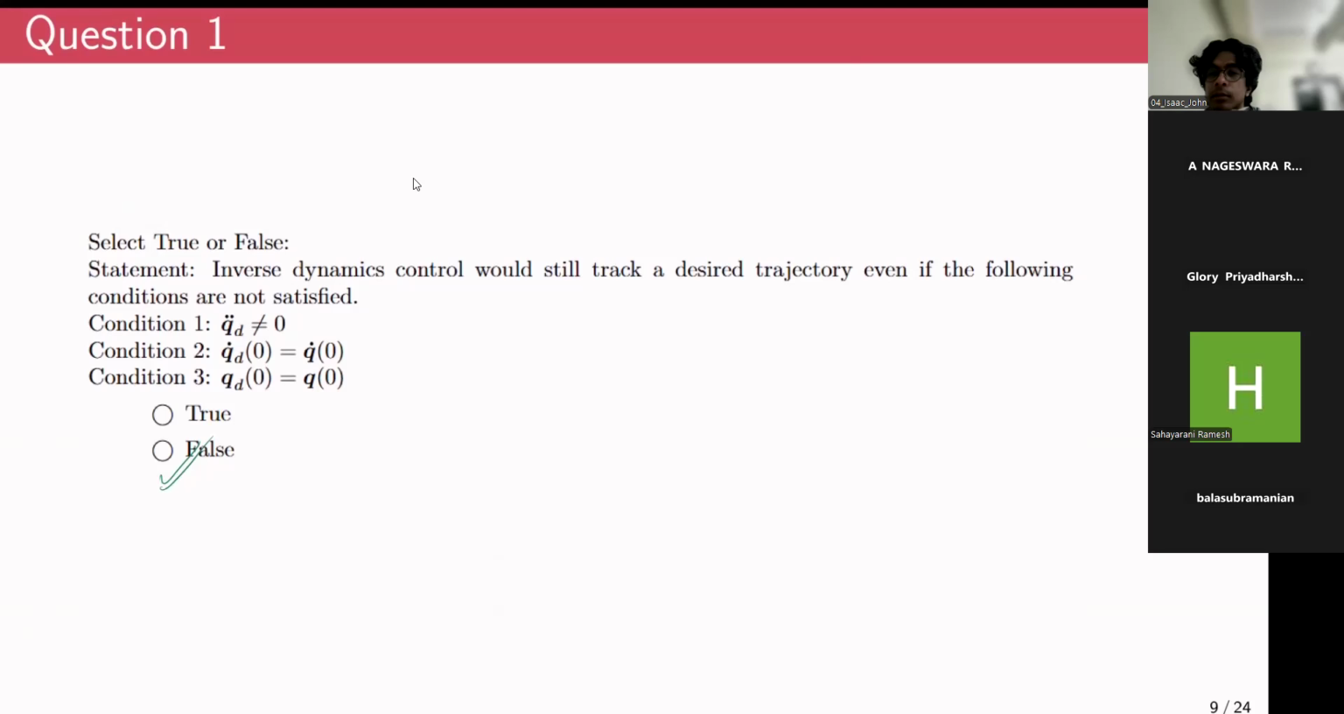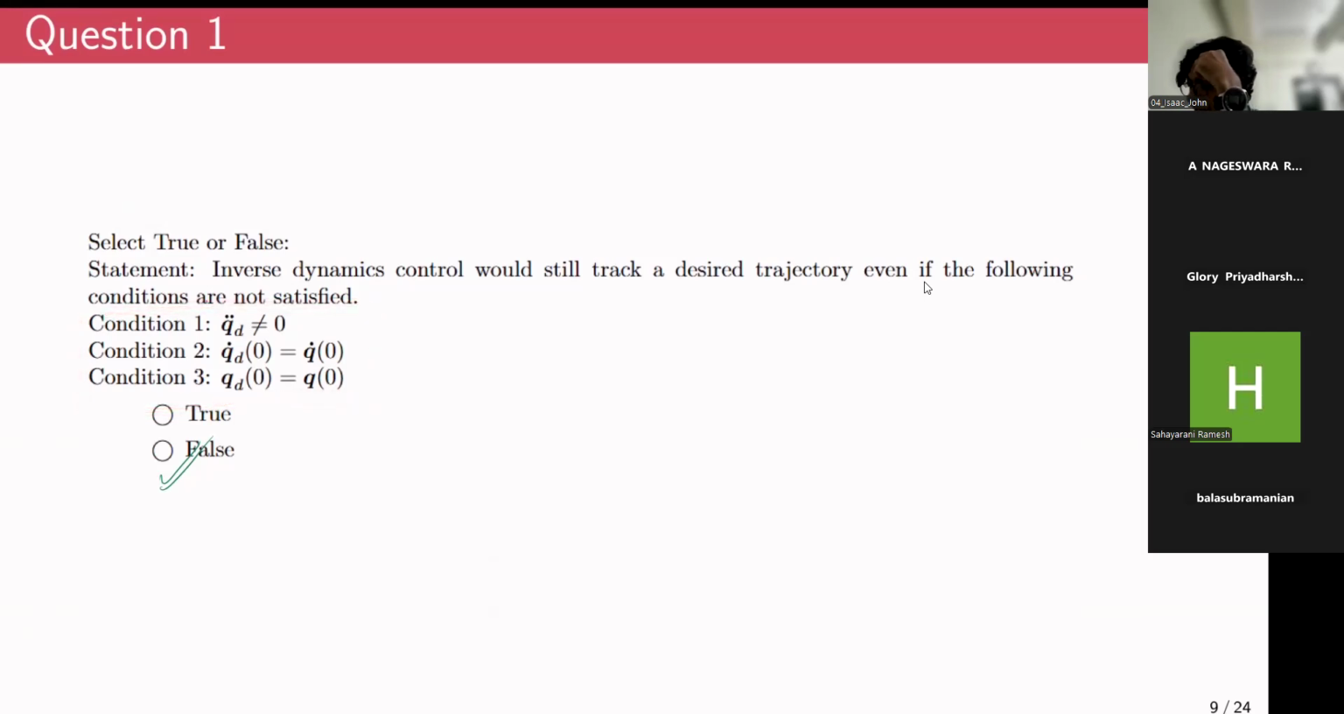Because the given three conditions are the control laws for the inverse dynamics. Exactly. They have asked whether, even if the following conditions are not satisfied, the inverse dynamics would follow. So the option would be false. Yes. For inverse dynamics to work, these conditions will have to be satisfied. Otherwise, it will not work.